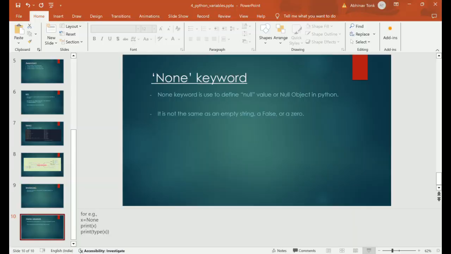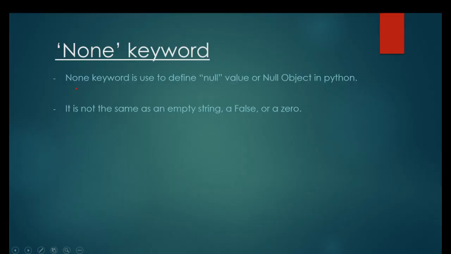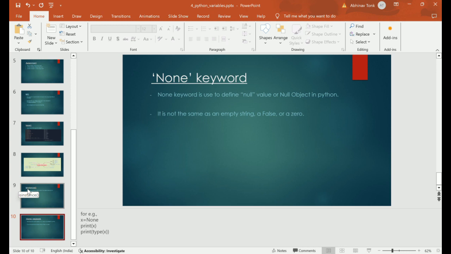The next topic is the None keyword, which we have already covered. The None keyword is basically used to define a null value or null object in Python. It is not the same as an empty string, a False, or a zero. You have to remember this; it is a very important point. It does not denote an empty string, a False value, or a zero value. So this is about variables in Python, which we have covered in 2 videos.